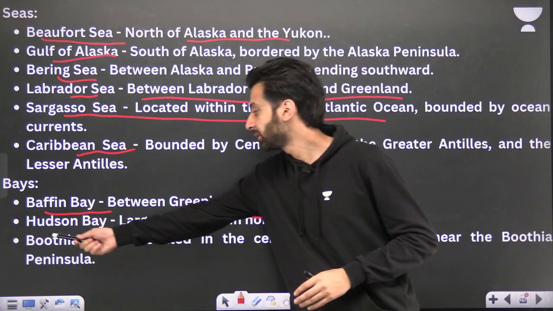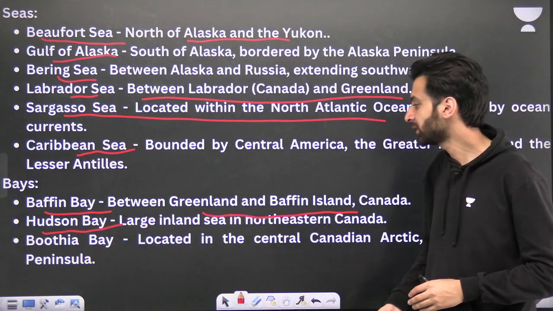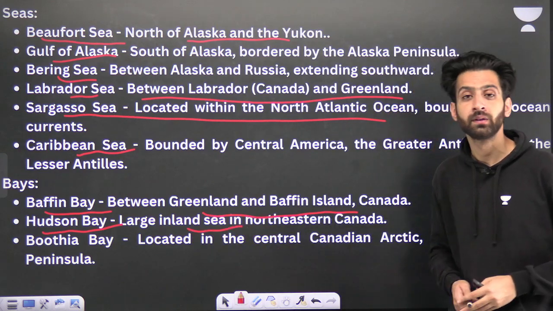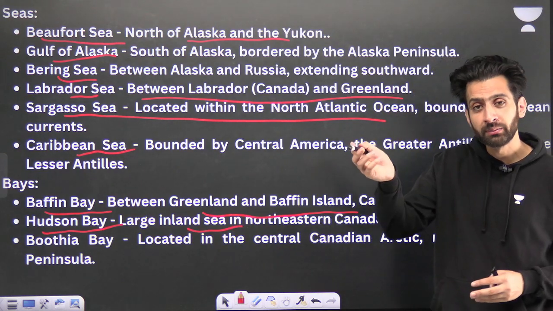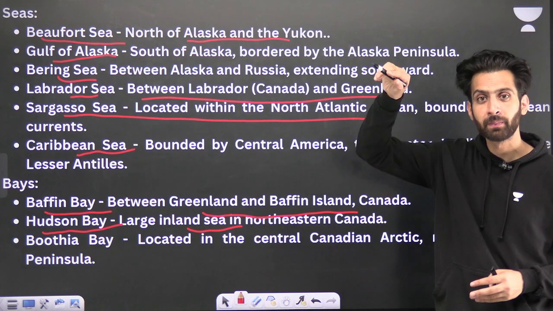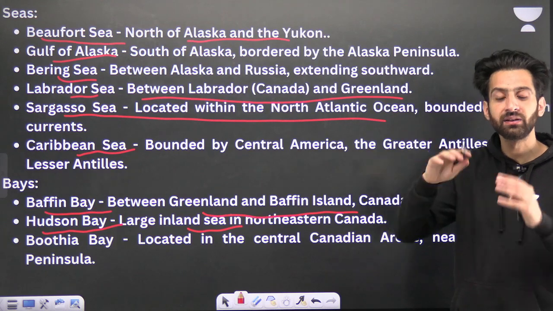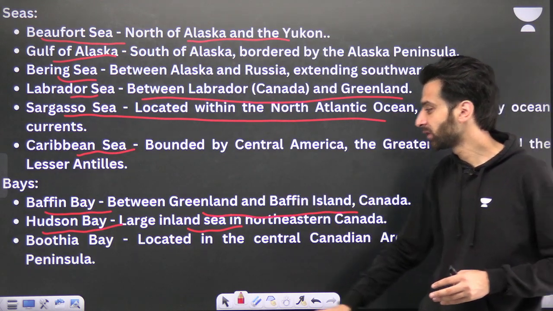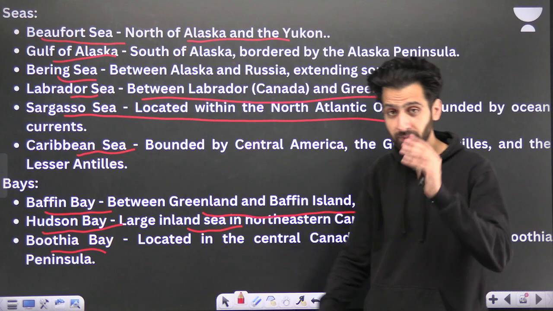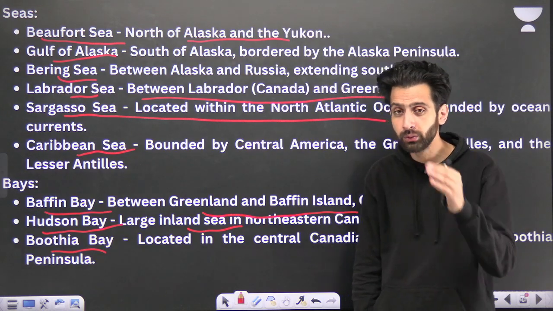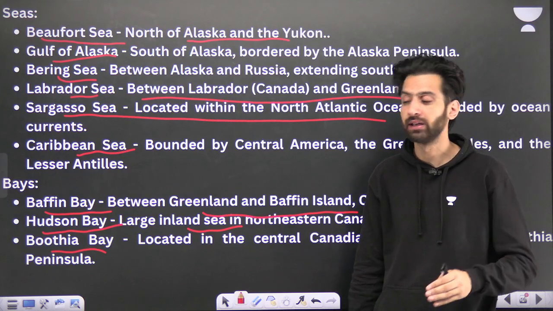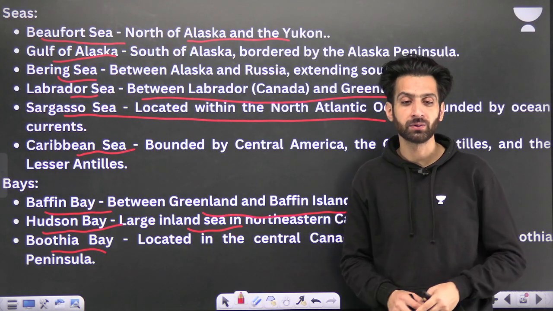Now, going to the Hudson Bay, again very important. This is the large inlet, because I told you when you look at the map of North America, you will see a large inlet like this. A half crescent kind, not exactly half, but more than half kind of a thing. That's Hudson Bay. Then we have Boothia Bay, again very important, where I mentioned to not get confused between Boothia and Bothnia. This was again a very important bay that was there.